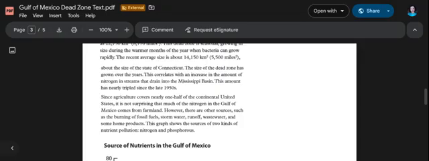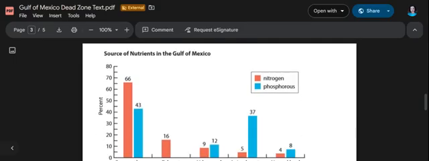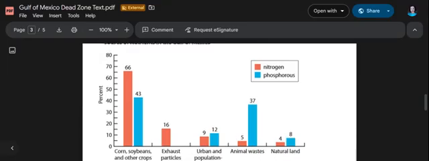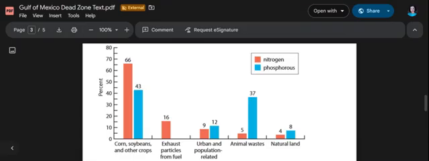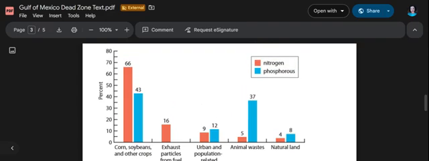This graph shows the sources of two kinds of nutrient pollution: nitrogen and phosphorus. Spend some time looking at this graph. It shows the source of nutrients in the Gulf of Mexico. Notice the red, which depicts nitrogen, and blue, which depicts phosphorus. The y-axis shows percent, and the x-axis is showing where the nitrogen or phosphorus comes from.